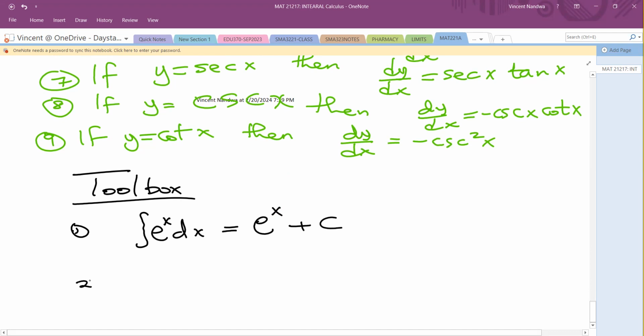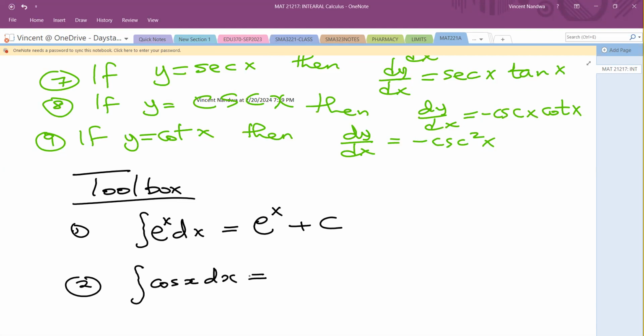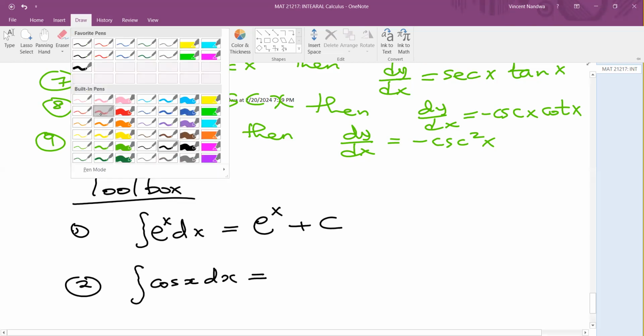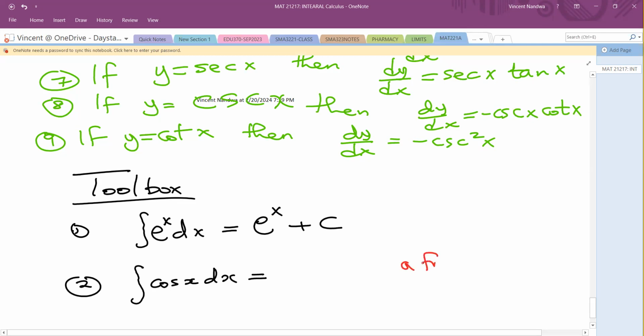Correct. Number 2, integral of cos x dx. Go to that list and identify the function whose derivative is cosine x. This is how you respond to my question. This line means a function whose derivative is cos x. This is what we are saying here.